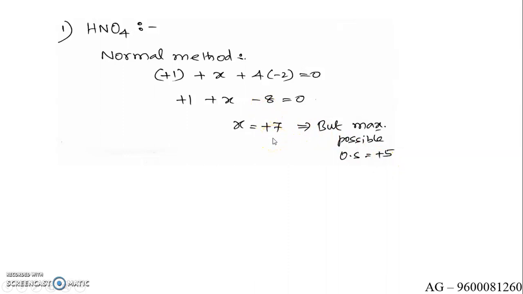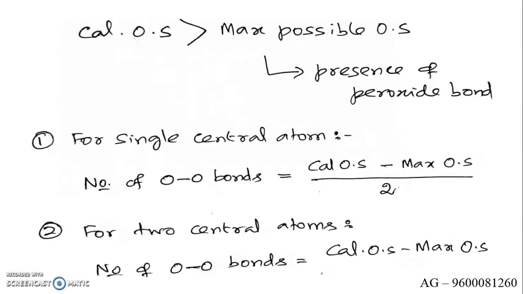Listen, whenever the calculated oxidation state exceeds the maximum possible oxidation state, it indicates some of these oxygens are not normal oxygen. Some oxygens are actually present as peroxides. So now we have to find out how many peroxide oxygen atoms are present in this molecule. How to do that? Listen.